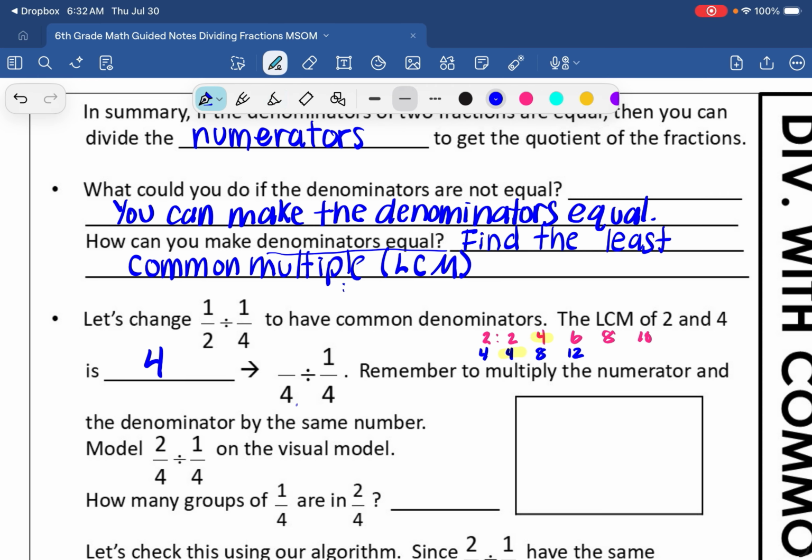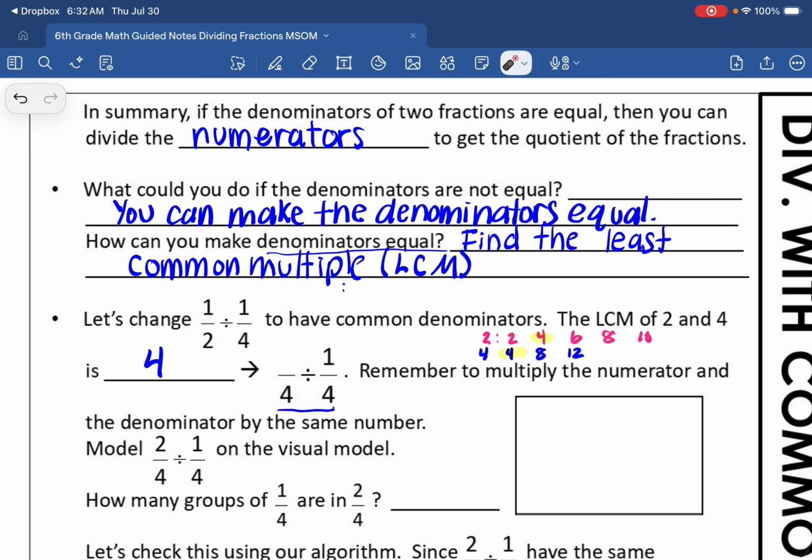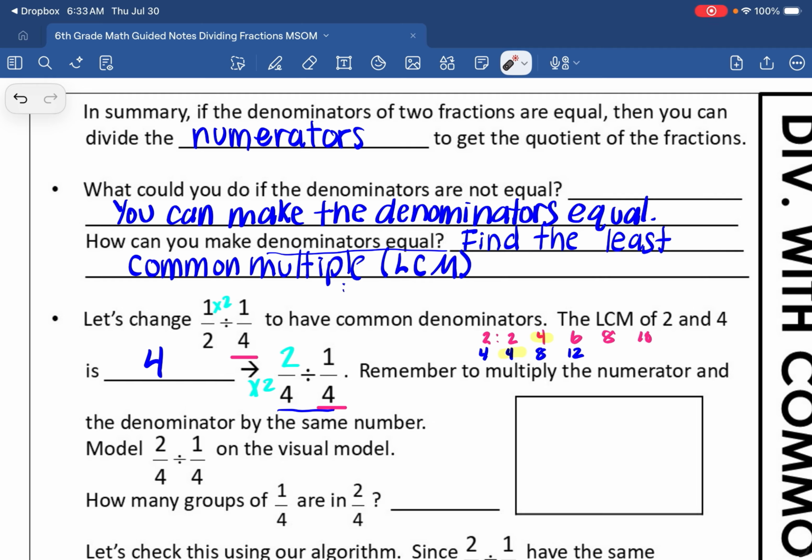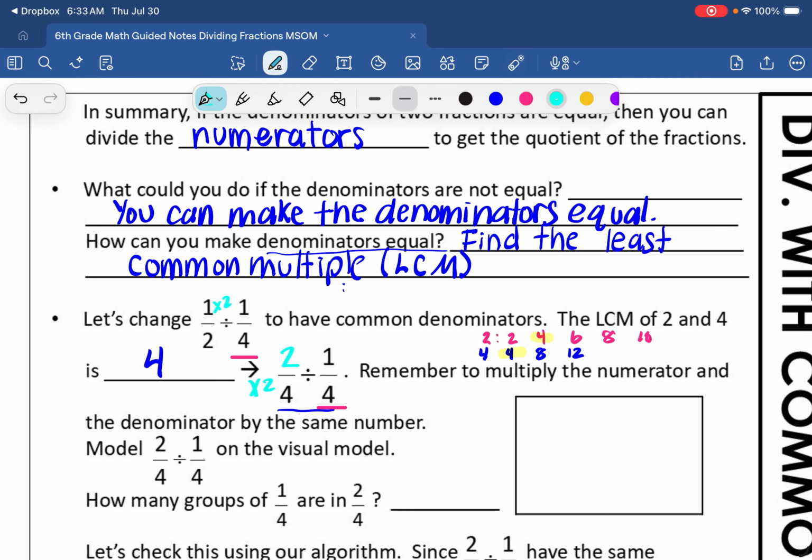So I'm going to change them to 4. Remember to multiply the numerator and the denominator by the same number. So my 1/4, I don't really have to change because it's already 1/4, but my 1/2 is changing to a fraction with a 4 on the bottom. So I'm going to multiply 2 times 2 is 4. Therefore, 1 times 2 is 2. So now my problem says 2/4 divided by 1/4.